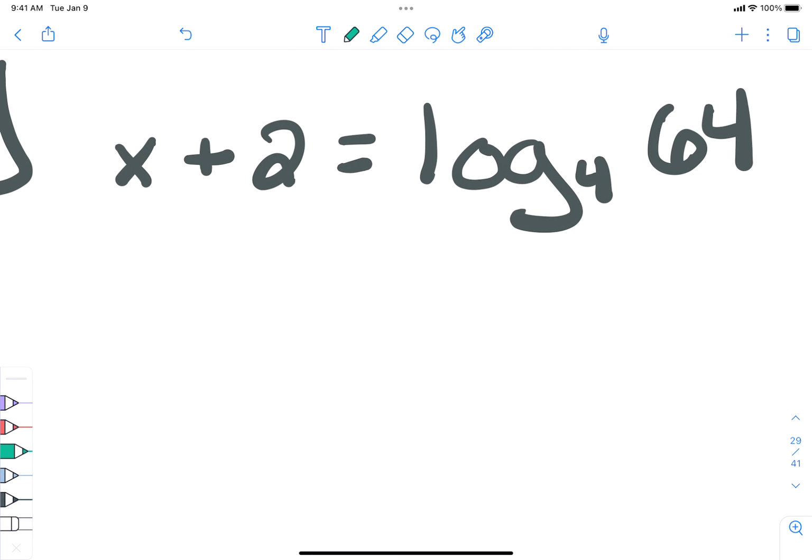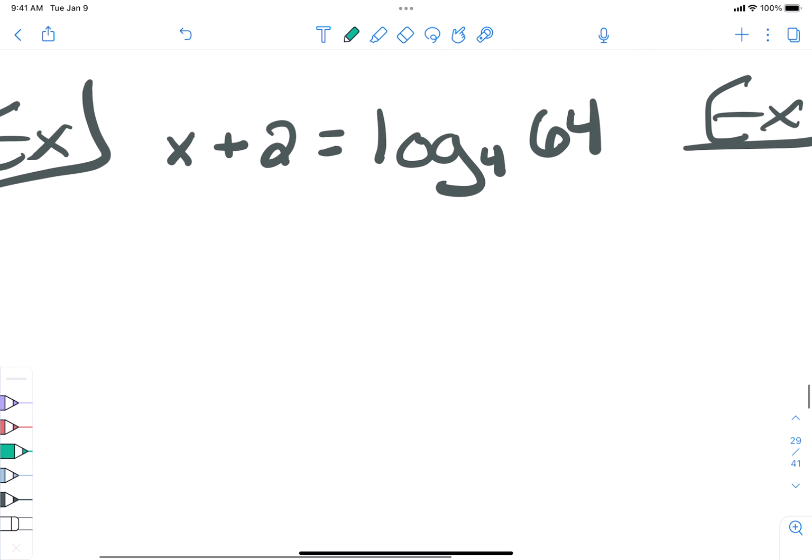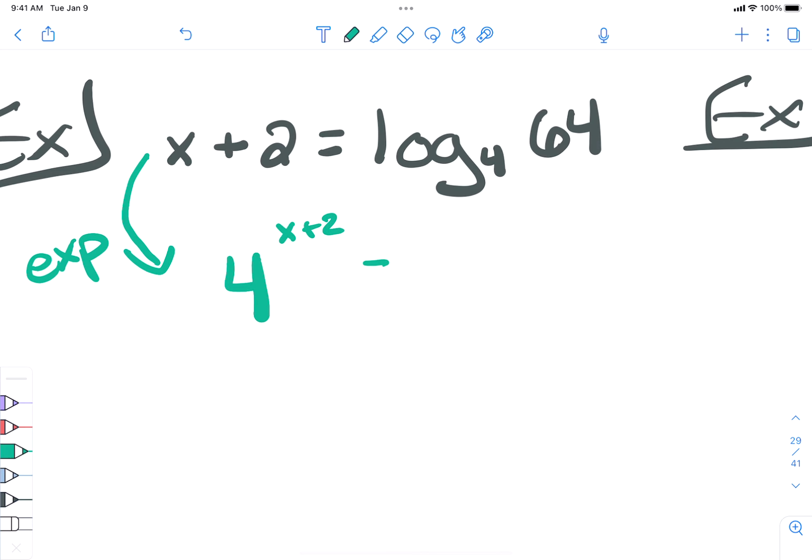Okay, so this guy. What are we gonna do there? What strategy do we use? Let's make it into an exponential function. What's the base gonna be? 4, right? It's the base of the log, even though the log's on the right side. 4 to the x plus 2 power equals 64. Now, how do I solve this thing?